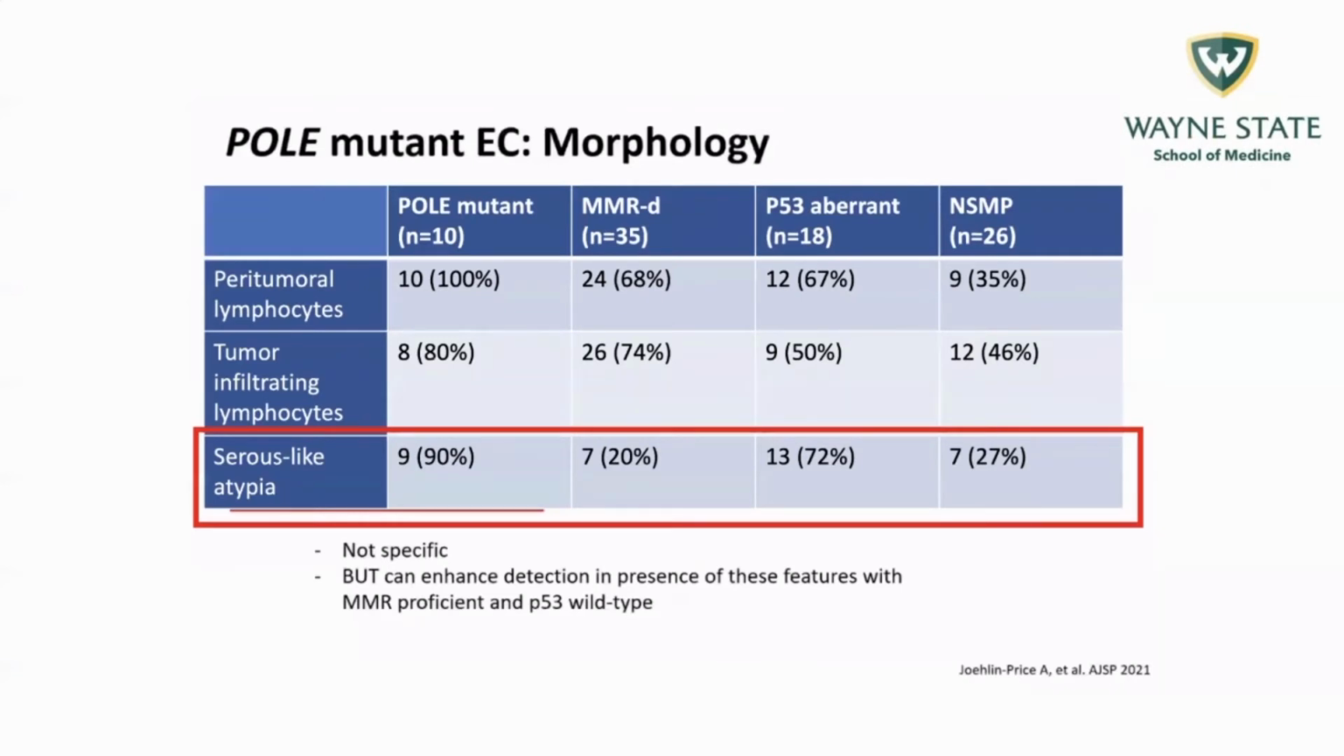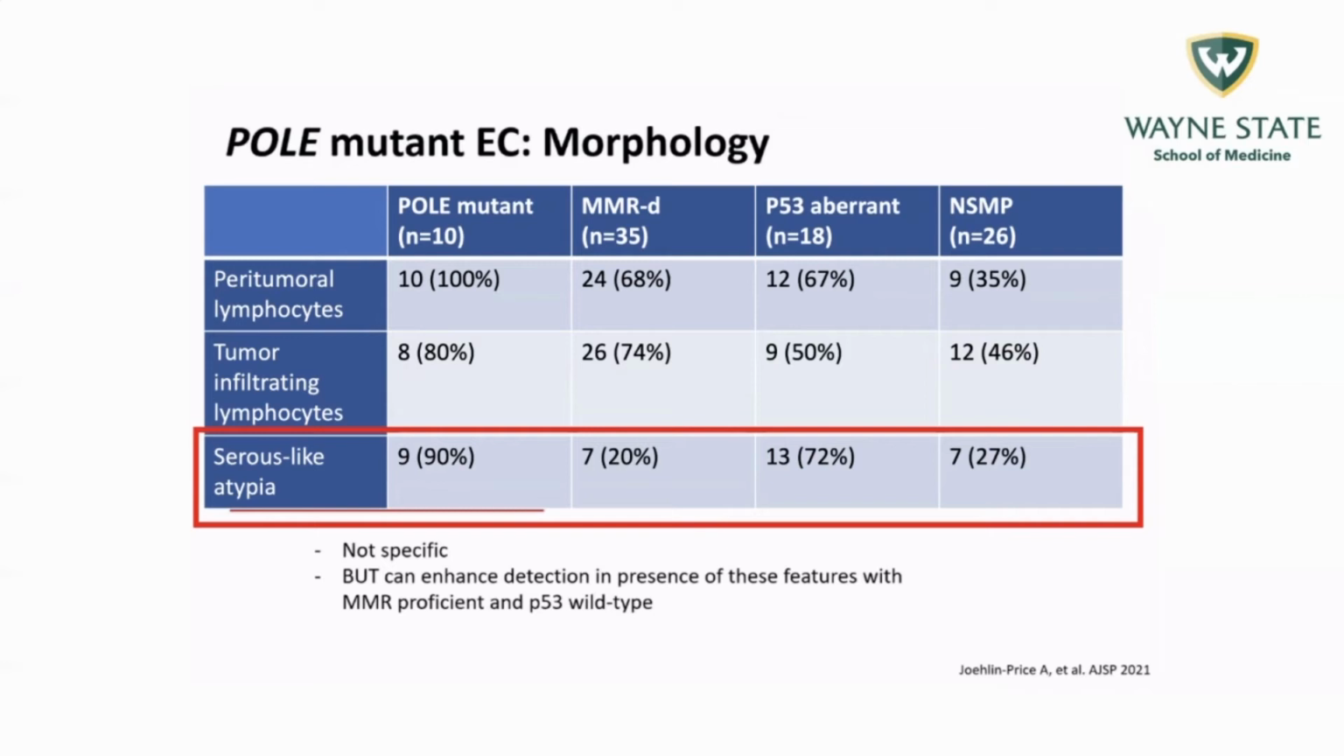But is there any overlap between all of them? Again, as I said, it's not black or white. So let's focus on the polymutation and look at the first column and see the overlap between all of these cases. If we look at the polymutation, it has serous-like atypia on H&E in 90% of the cases. So only 10% has low grade. It has tumor infiltrative lymphocytes and peritumoral lymphocytes.